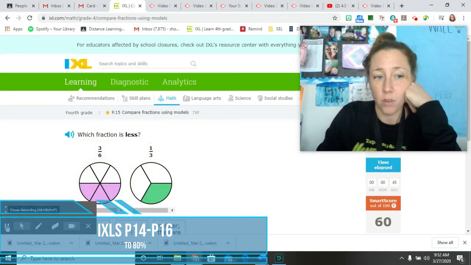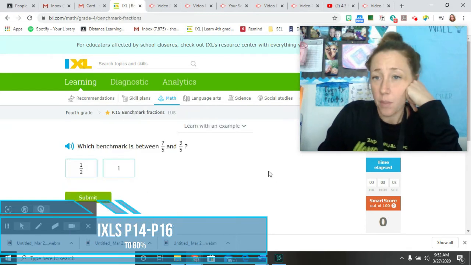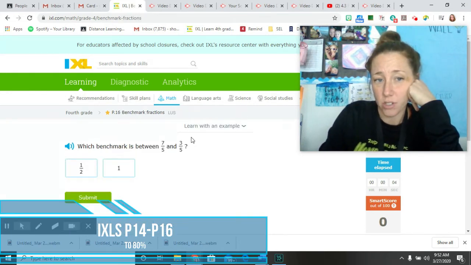Let's talk about P16. P16 is benchmark fractions. So benchmark fractions are ones you just should know by heart. Like money fractions. Like a quarter is 1/4. 50 cents is 1/2. So which benchmark is between 7/5 and 3/5?